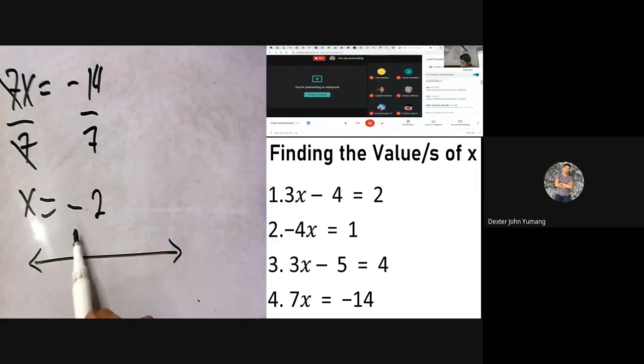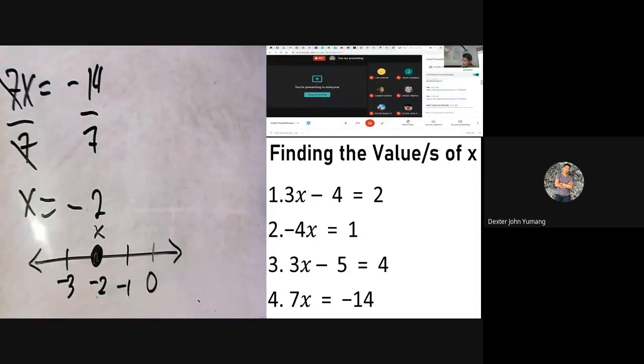Since it is negative, we focus on the left side. So we have 0 there. Negative 1, negative 2, negative 3. So this is negative 2. Shade it, and make it a full shade. Then x. Okay? So that is now the answer.